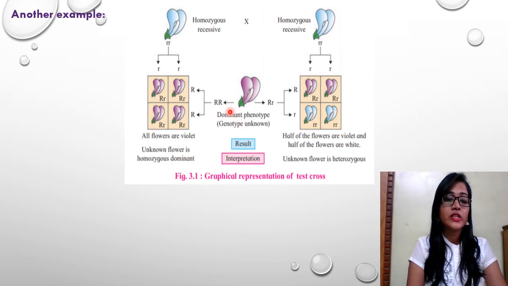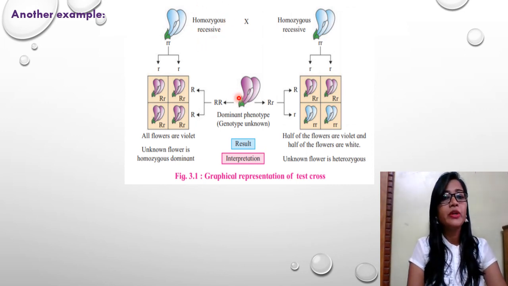So there are two chances that this violet color flower will carry capital R, capital R type of genotype or capital R, small r type of genotype. It will be homozygous dominant or heterozygous dominant. But as the genotype is unknown, we want to verify it. So what we do, we will backcross it. We will backcross this capital R with this small r, which is a homozygous recessive trait.